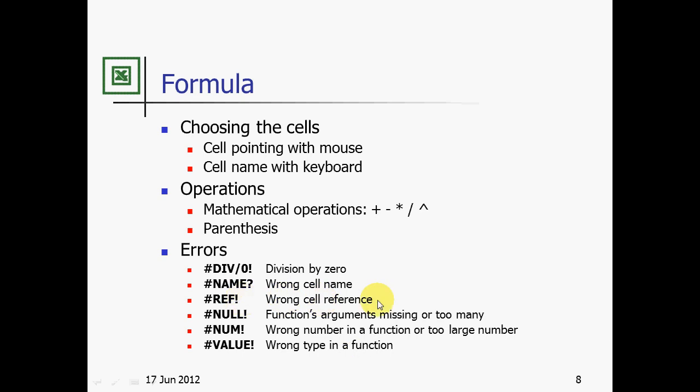The other three errors are typically errors of functions. When you get one of these errors, I suggest you look at the function. You have not used the function properly. So division by 0, you are using a wrong cell name. We will see it later.